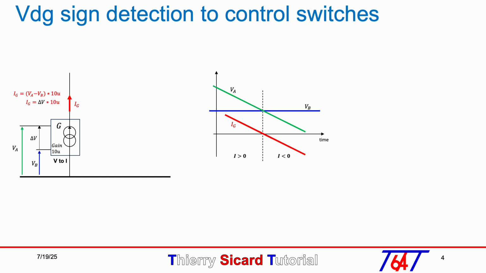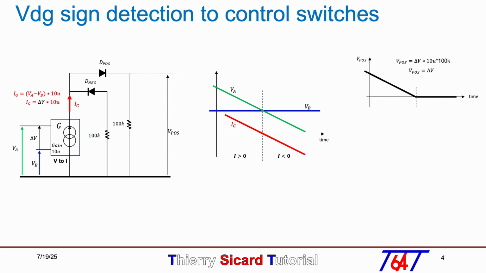After transforming the voltage into a current source, using two diodes, D-pos and D-neg, we can separate the current IG into two separate branches to obtain the positive and negative current. When delta V is positive, the current IG flows through D-pos and generates the voltage V-pos. This is shown in the V-pos versus time diagram. When delta V is not positive, V-pos equals 0.